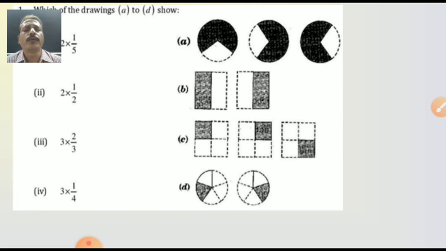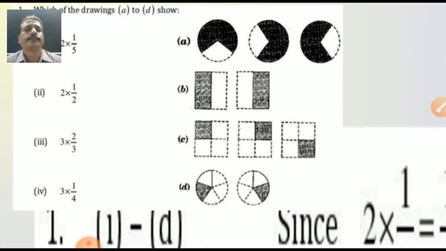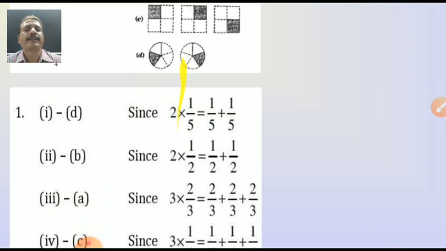Okay. 2 into 1 by 2. Which picture is divided into 2 parts? Yes, B is divided into 2 parts. That's why B will come in front of 2. Third, 3, 2 by 3. Which has 3 parts, students? Yes, first one, A. So 3 has A. Check the answer. Yes, my dear students, it's right. In front of 1 is D, in front of 2 is B, in front of 3 is A, and in front of 4 whatever is left, C. Clear? Or you can say it this way: 2 into 1 upon 5 means 2 times 1 upon 5. 2 into 1 by 2 means 2 times 1 upon 2. 3 into 2 by 3 means 2 by 3, 3 times.